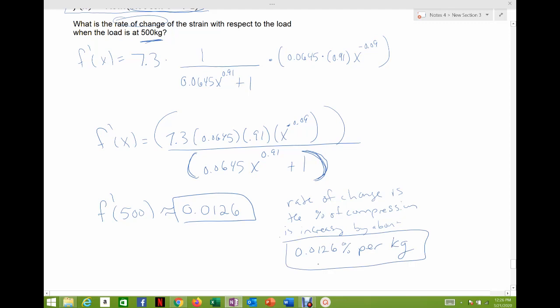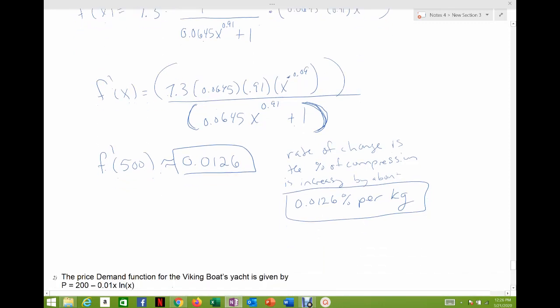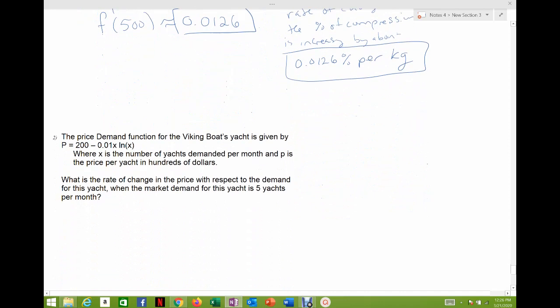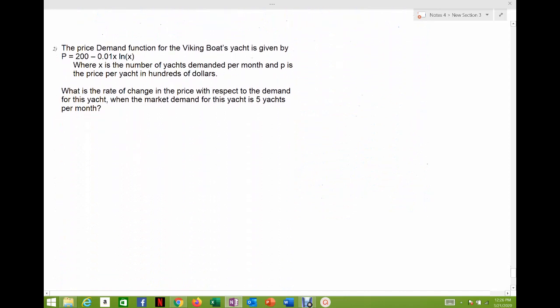So the compression is changing by that percent per kilogram when our load is at 500, all right? So that's how much the compression is changing, the rate of change. So it's increasing by a small percentage at that time. All right, so that's an example of a logarithm. All right, the last one, which again is another example of a logarithm, a simple example.